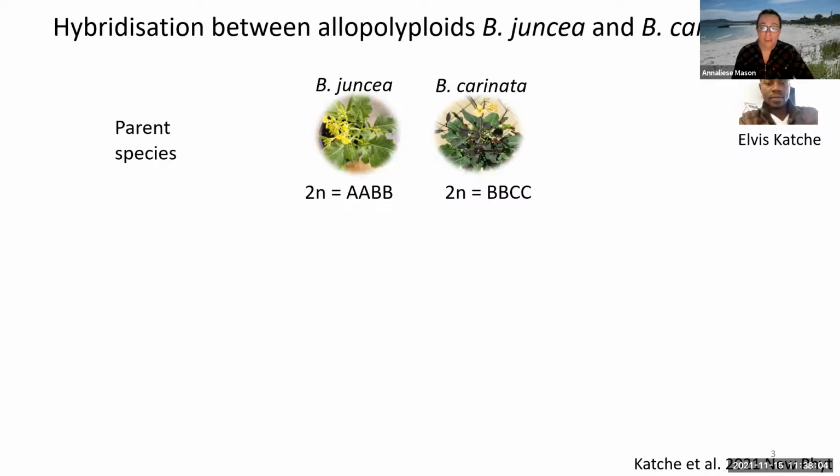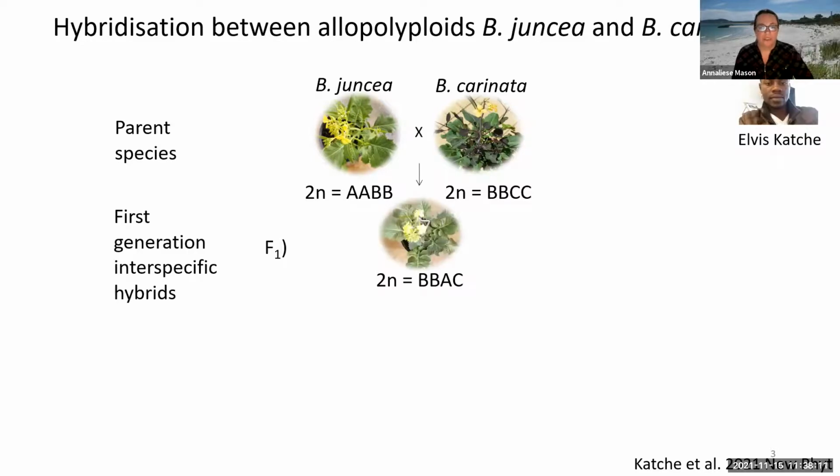The A genome is 10 and the C genome is 9. So none of them have the same chromosome number. And if you hybridize these, which is relatively easy, then you can get these BBAC hybrid plants. And so the question was, okay, what happens to these plants over time?